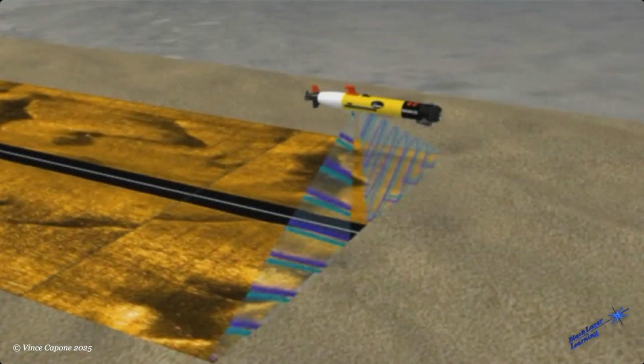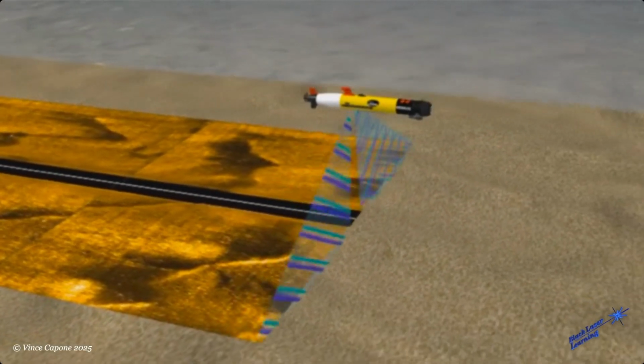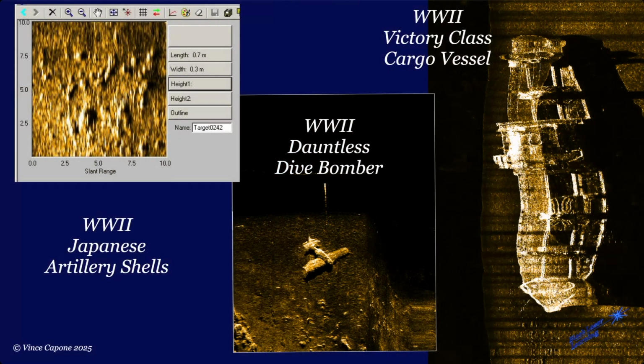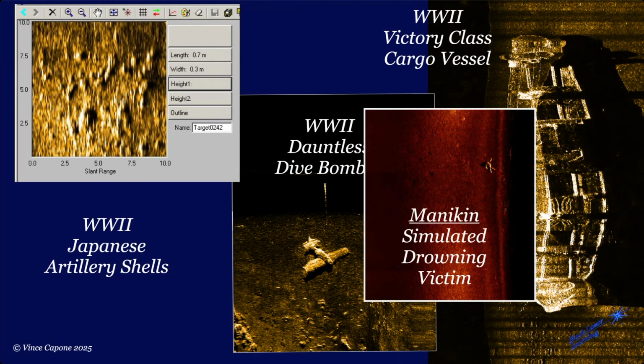targets. Side-scan sonar can be mounted on a towfish or autonomous vehicle. Side-scan sonar has the ability to detect man-made targets. These systems can also be used to locate drowning victims.